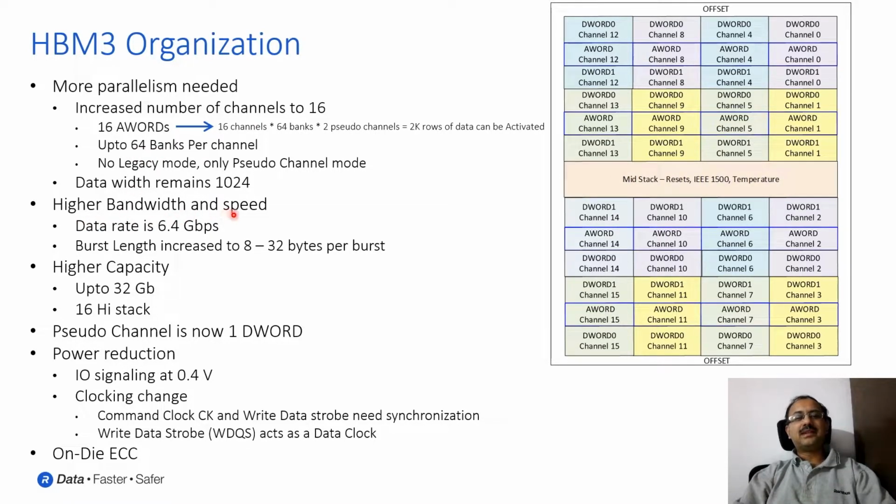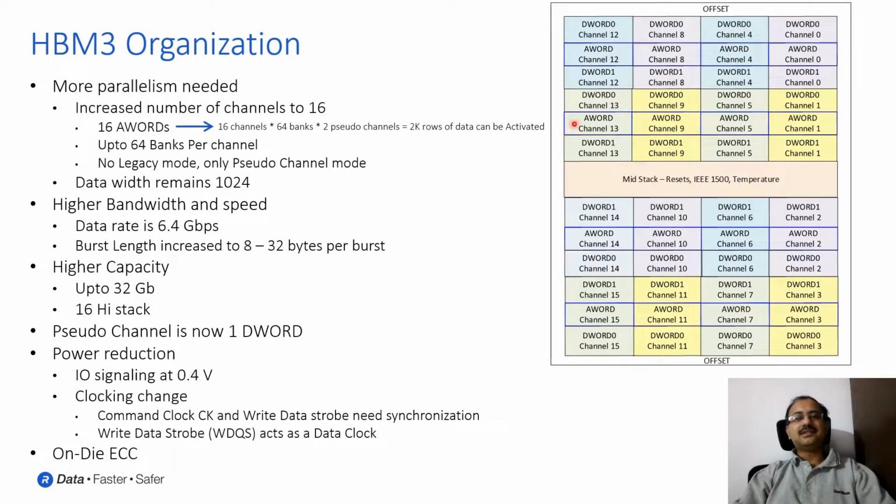Higher bandwidth and speed, of course: the data rate is now going to reach up to 6.4 gigabits per second, and the burst length has been increased to 8. So now there are 32 bytes per burst, which is going to be the same per pseudo channel. And there is a higher capacity, so the DRAMs are now capable of stacking up to 32 gigabits, and the 16 high stack has been introduced. A pseudo channel is now a single D word.